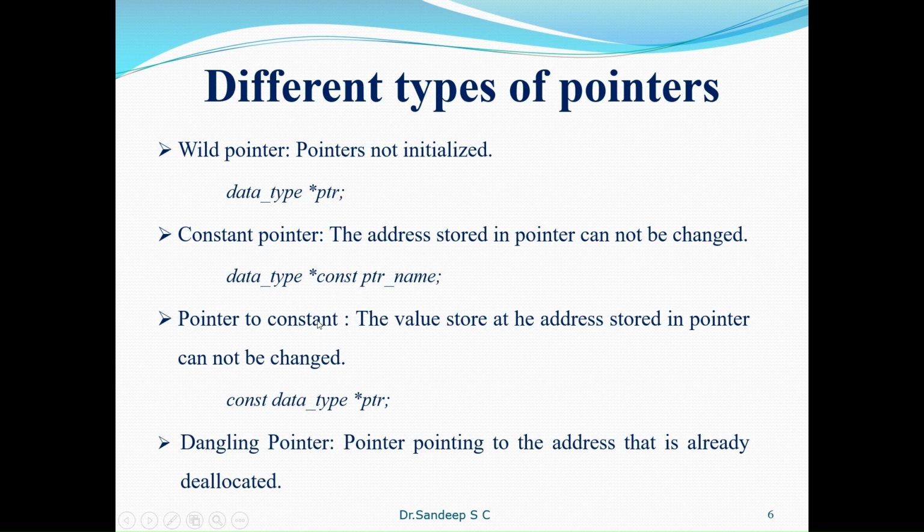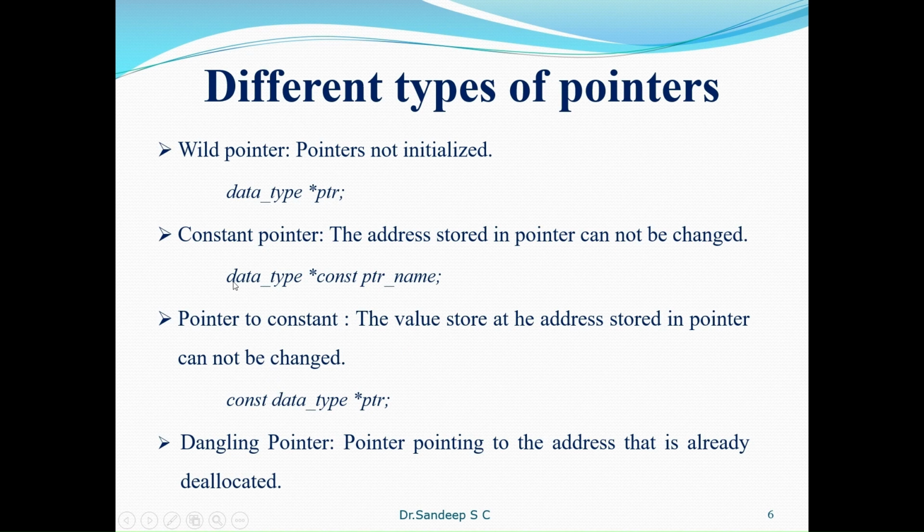Similarly, we have a pointer to constant also. In this case, the value stored at the address stored in the pointer cannot be changed. In a constant pointer, the address itself cannot be changed, but in a pointer to constant, the value cannot be changed. I repeat, in constant pointers, the address of the pointer cannot be changed. In a pointer to a constant, the value of the location to which the pointer is pointing cannot be changed.